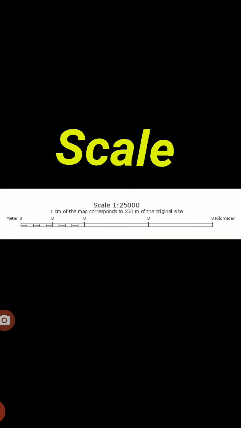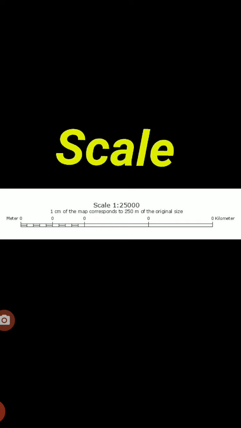Mostly the maps are drawn to the scale. Only a few maps are not drawn to the scale. And for every map, there will be a scale. Understand? So, what is this scale? Why are we using the scale in the maps? What do you mean by scale?